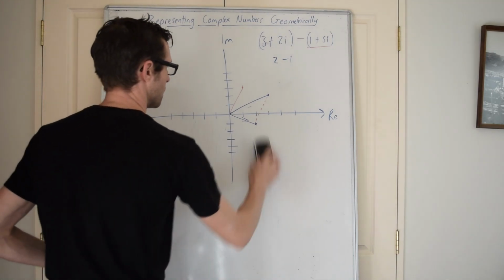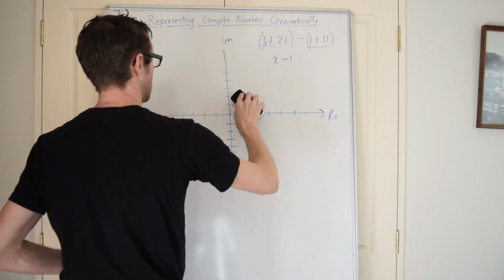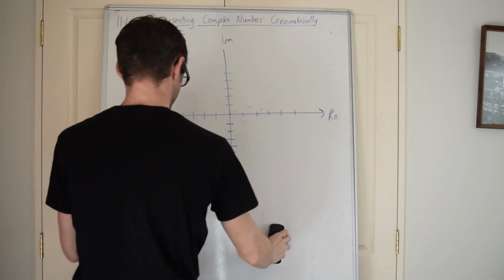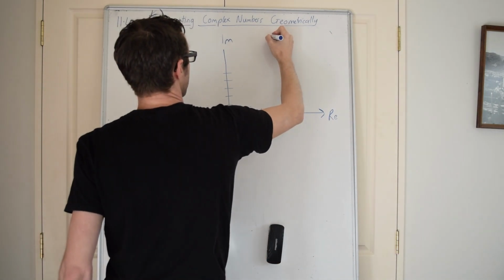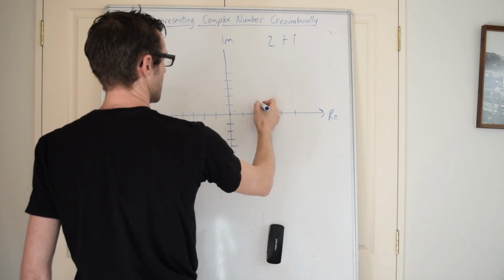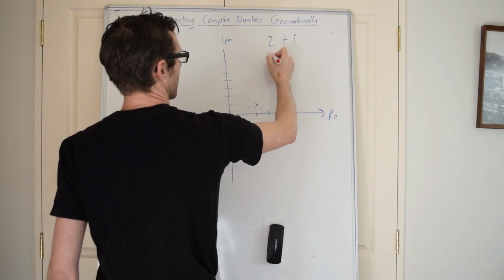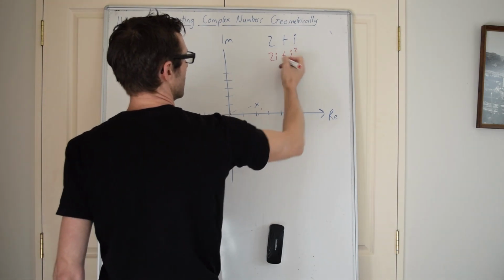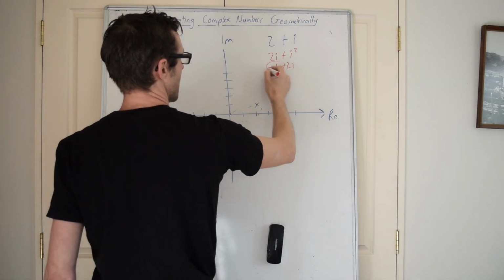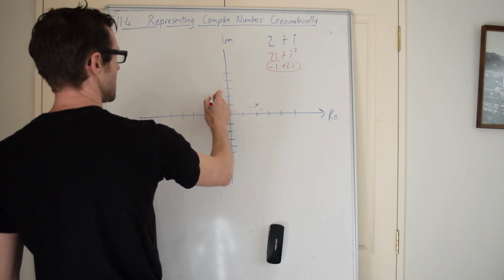The final thing I just want to briefly show you is what happens when we multiply by i. So let's say we've got 2 plus i, and I can represent that graphically over here. 2 plus i is there. Say I multiply this whole thing by i? I get 2i plus i squared, or another way of saying it is minus 1 plus 2i. Let's plot that. Minus 1, so we go this way, plus 2i is here.